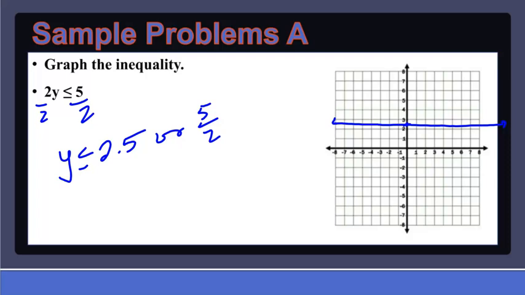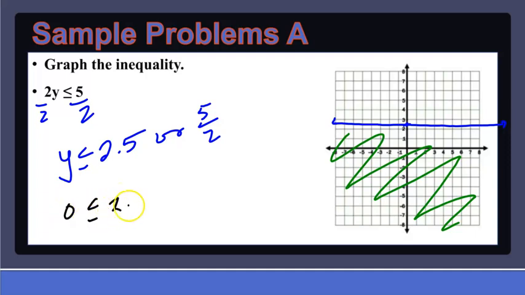So this would be a solid horizontal line. Now less than means below. So everything below here would work. Now to prove that, if I put 0 in for y, 0 is less than 2.5, which is true. (0, 0) is right here, so that's the side I shade.